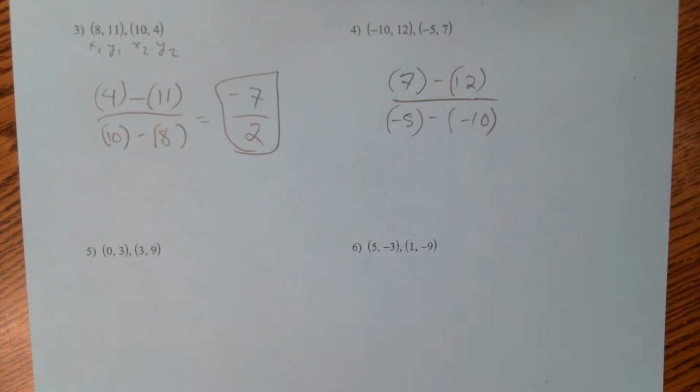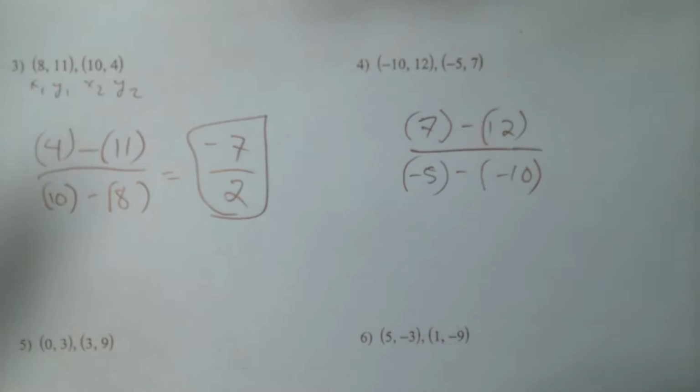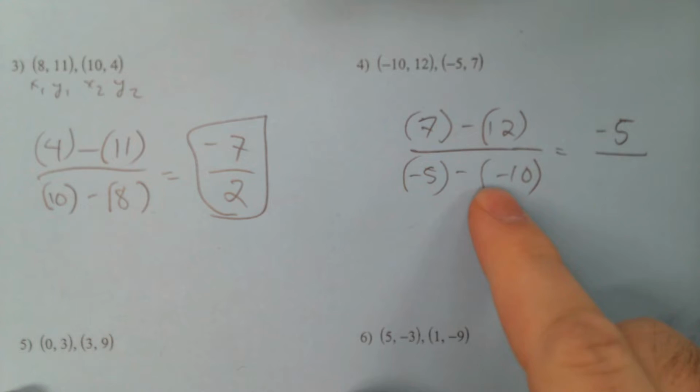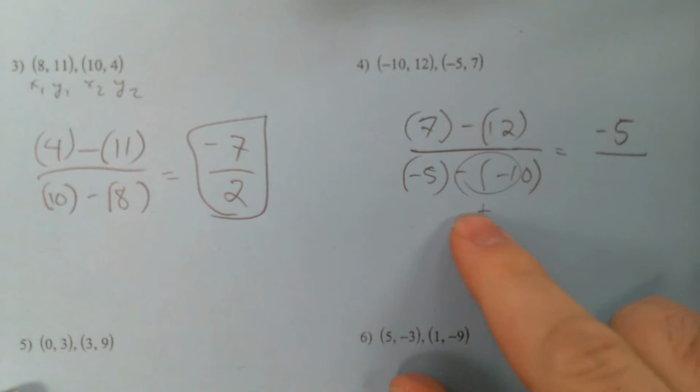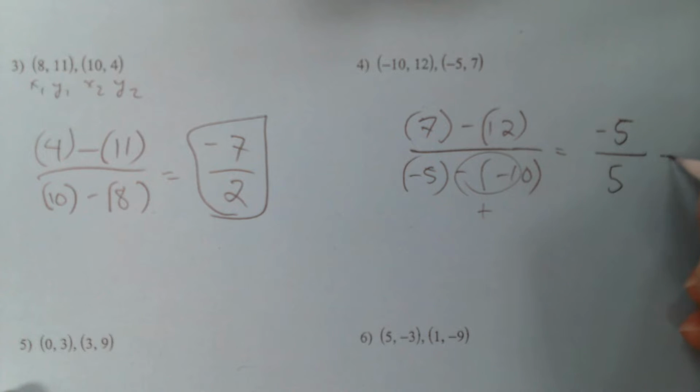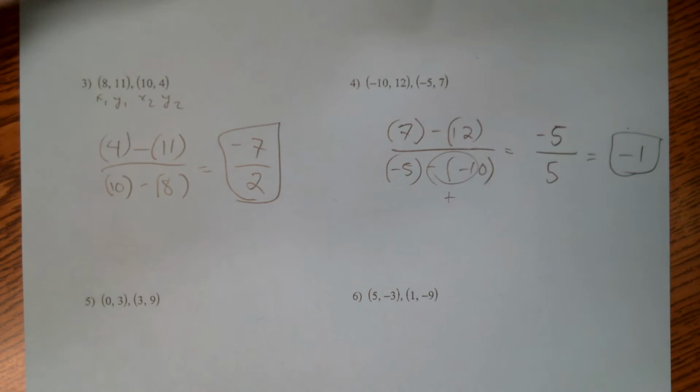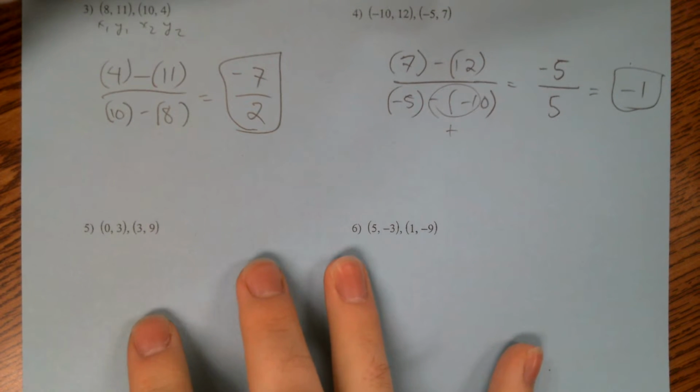So, 7 minus 12 equals what? 7 minus 12? No one got that? Oh, negative 5. Oh, there we go. Negative 5. Perfect. And then what about negative 5 minus negative 10? That's just plus positive 10. Negative 5 plus positive 10 is positive 5. It's also equal to negative 1. So we get a slope of negative 1.